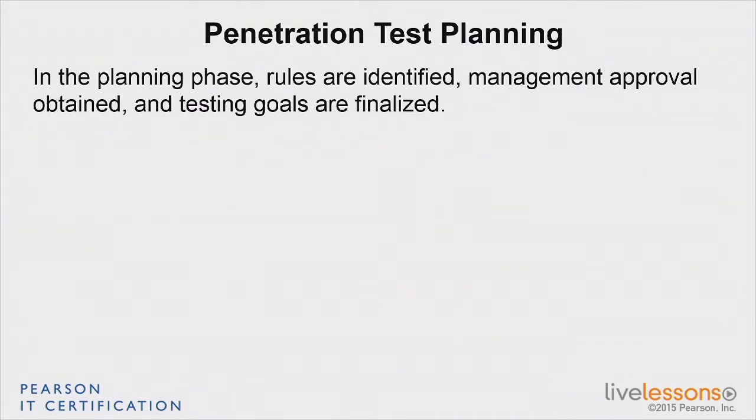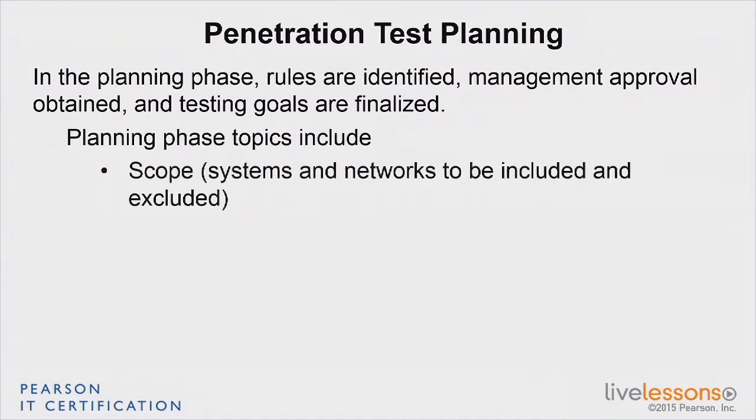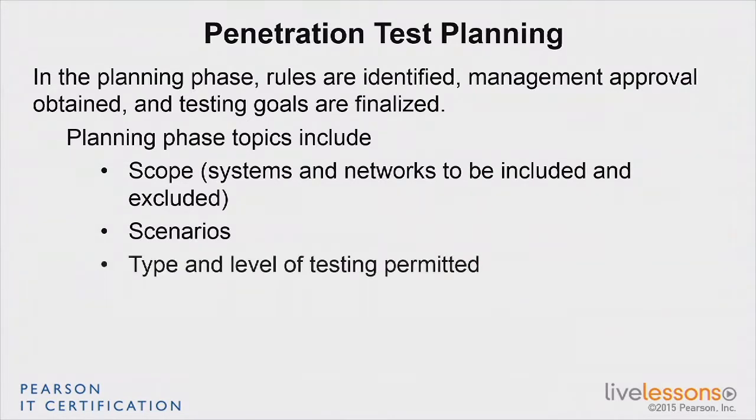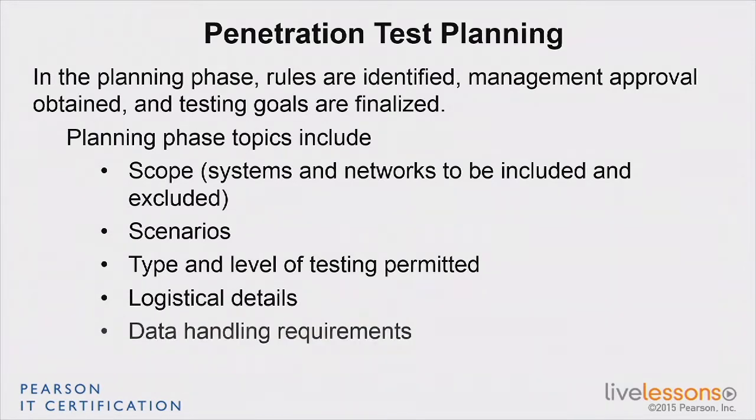In the planning phase, the rules are identified, management approval obtained, and our testing goals are finalized. So our planning phase topics include the scope, which is the systems in the network to be included or excluded, the scenarios that we're going to be using, the type and the level of testing that's permitted, logistical details, data handling requirements, and incident handling guidance.